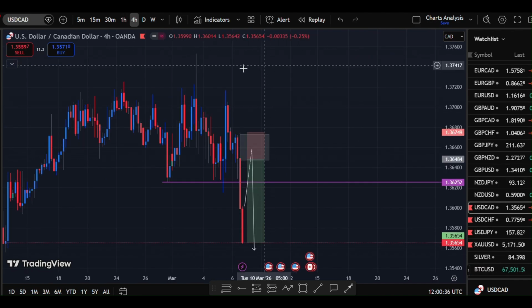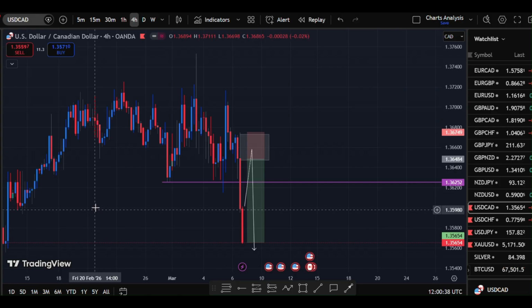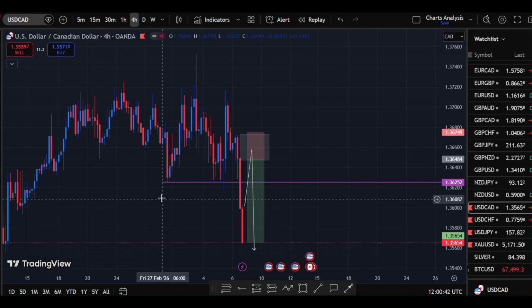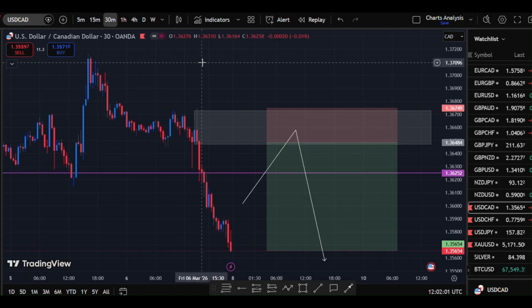Okay, let's now look at USD CAD. So what do we have here? We have a clean break of structure on the 4 hours. And what am I looking for now? A big push to the downside with huge momentum candles and with imbalances.